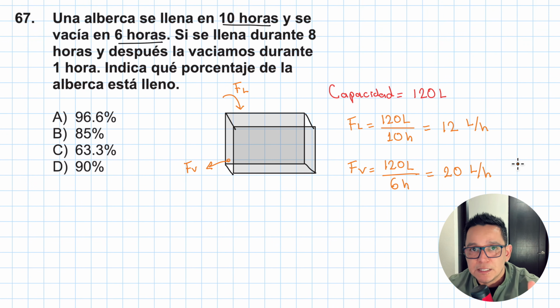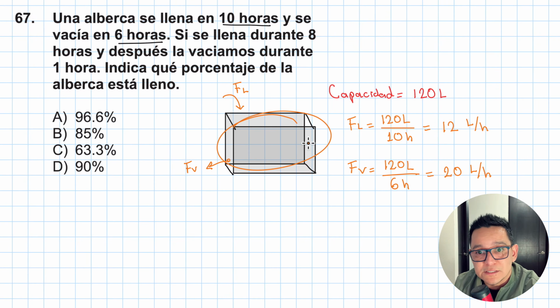Let's see, that's what we have so far, right? We already know that to fill up, the flow is going to be 12 liters per hour, and to empty, the flow is 20 liters per hour. We're good so far, right? Perfect, let's continue. Then it says, if it fills for 8 hours, then now we're going to calculate how many liters our pool will have after 8 hours.